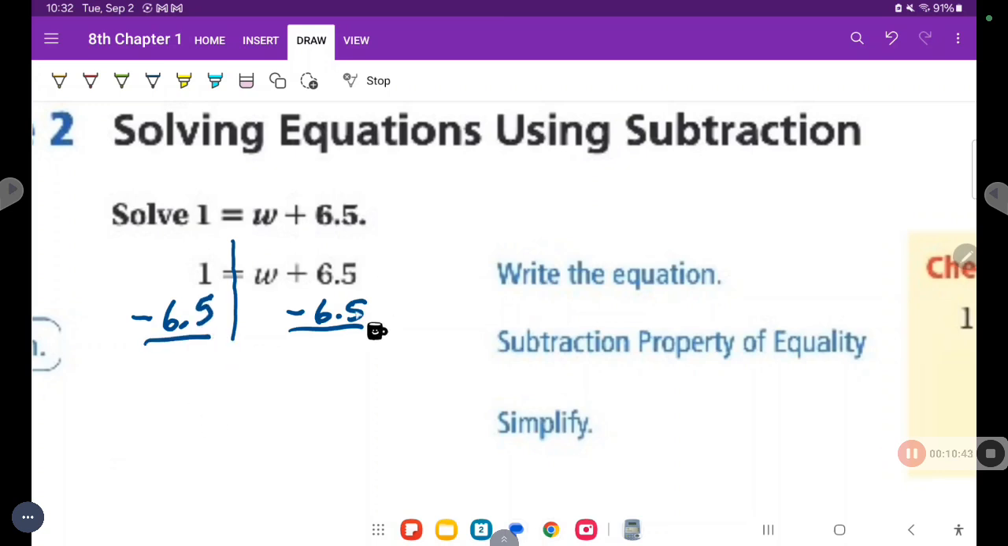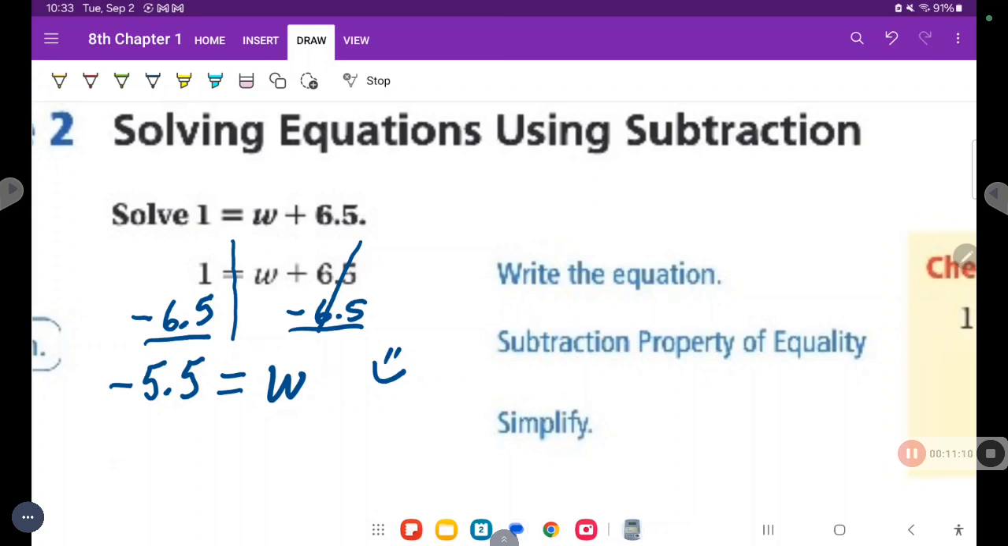Okay, so over here, that's going to cancel out, and that's what we want. Because what is W thinking now? Yay, I'm by myself. And then what is 1 minus 6.5? So we're at 1, and we're going down 6.5. Now we're at negative 5.5.